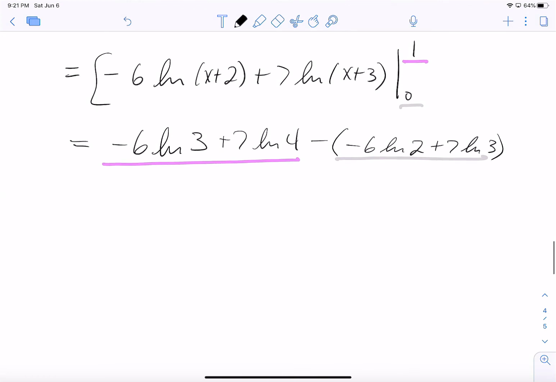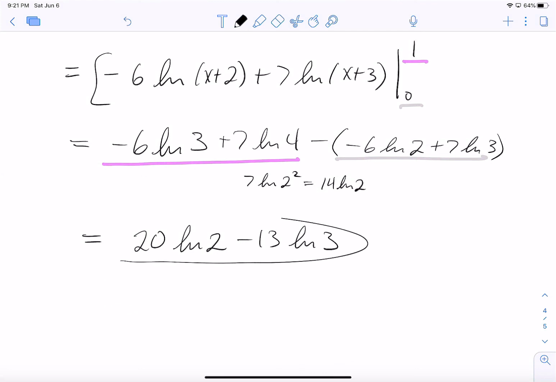Now, 7 times the natural log of 4 can be expressed as 7 times the natural log of 2 squared, which can then be expressed as 14 times the natural log of 2. I only care about that because we also have a 6 natural log of 2, and I'm going to combine my like terms. When I do that, 14 times the natural log of 2 minus negative 6 times the natural log of 2 becomes 20 times the natural log of 2. Negative 6 times the natural log of 3 minus 7 times the natural log of 3 is negative 13 times the natural log of 3, and that's sufficient as a final answer.